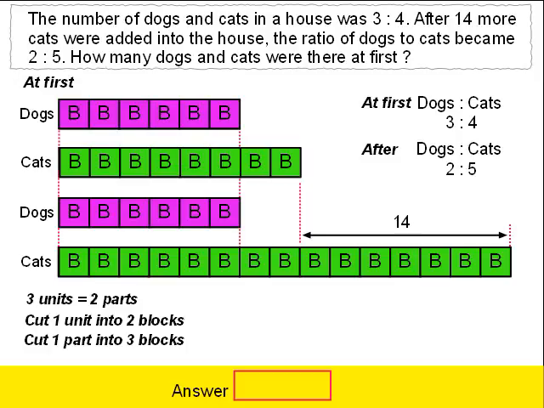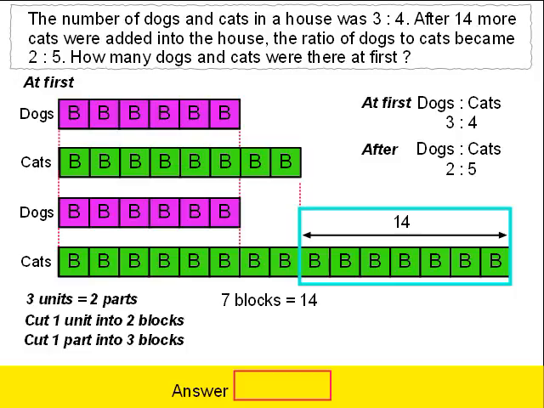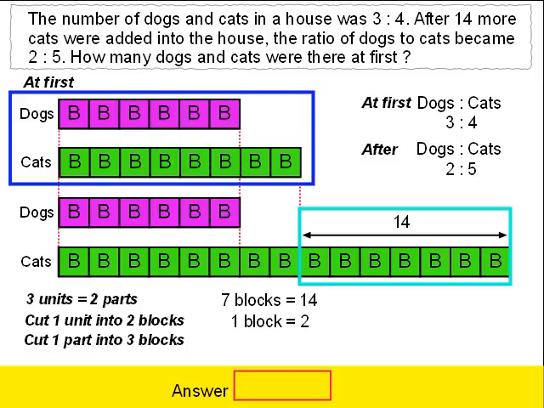Then by looking at this part of the model, straight away we know that 7 blocks is equal to 14, and therefore 1 block is equal to 14 divided by 7, which is 2. Alright, and by looking at this, the dogs and cats at first, because we're asked to find how many dogs and cats were there at first.